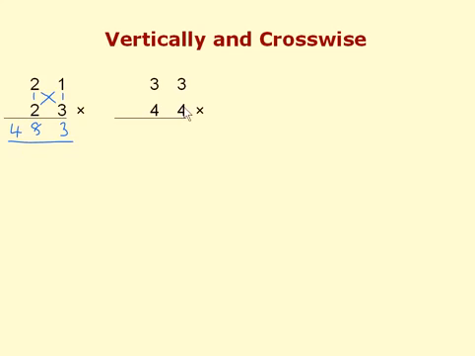Again, from right to left, we have 3 times 4 is 12. So we put down 2 and we carry 1. Now we do our crosswise step. So we multiply the 3 by the 4 and the 3 by the 4. So we have 12 and 12, which is 24. And with the carry, that's 25. So we have 25, we put down 5 and carry 2. The third step is vertically on the left here. 3 times 4 is 12. And with that 2 we carried, we have 14. So there's the answer, 1,452.